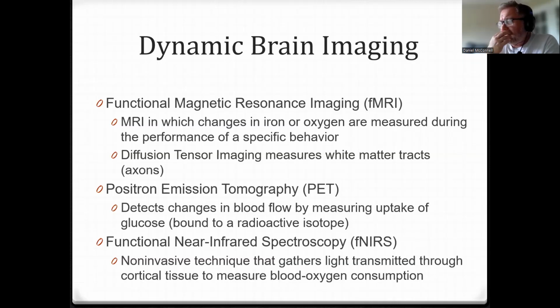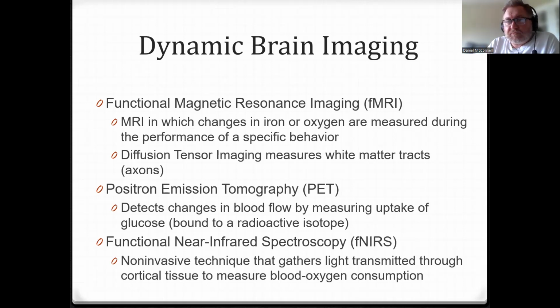Another imaging technique here is fNIRS, functional near infrared spectroscopy. So spectroscopy means analysis of light, right? What we're going to use here is red light. It's not infrared, it's near infrared, but it's still red light. And so now we have a device that actually shoots beams of red light into the brain.